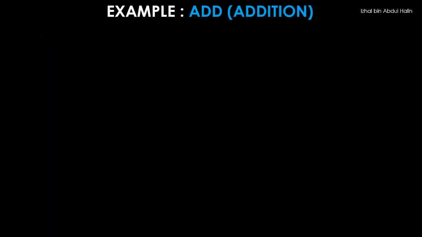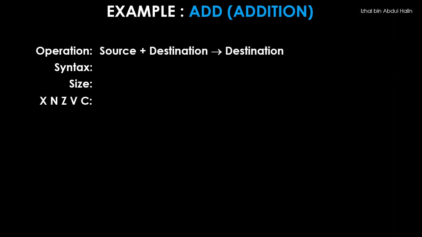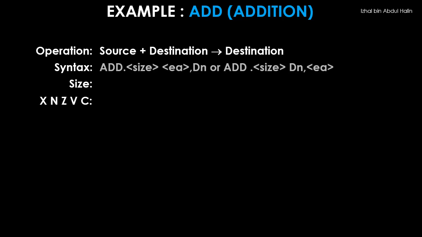Let's look at an example of the add instruction. We will first take a look at the operation, general syntax, size, and how it affects the status register. Addition is accomplished by adding the data in the source and destination operands and moving the results into the destination operand. There are two general syntaxes as shown here.